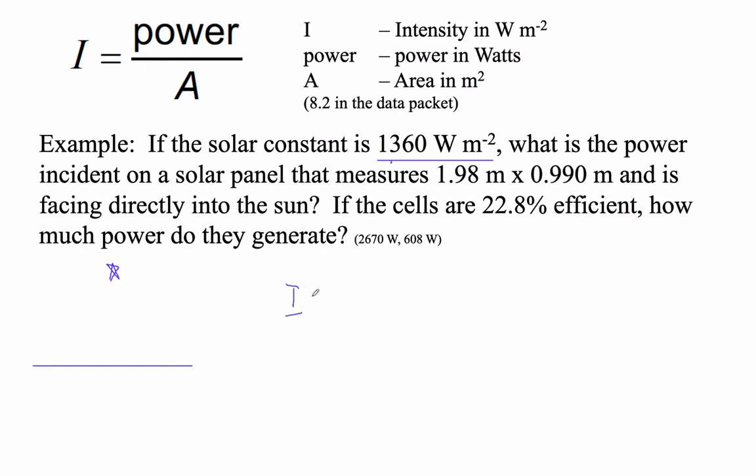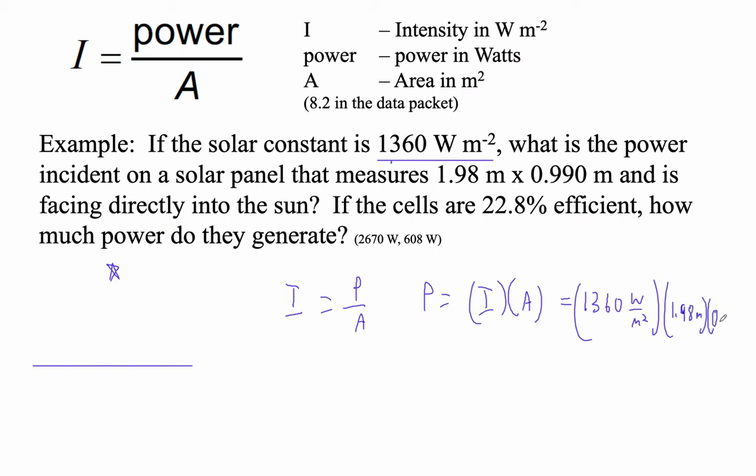Well, if I is power over area, right, then power is intensity times area. So the power is going to be 1360, and that's watts per square meter, times 1.98 meters by 0.99 meters. This thing right here, that's my area. So if I go 1.98 times 0.99, I get the area as 1.99602 square meters.